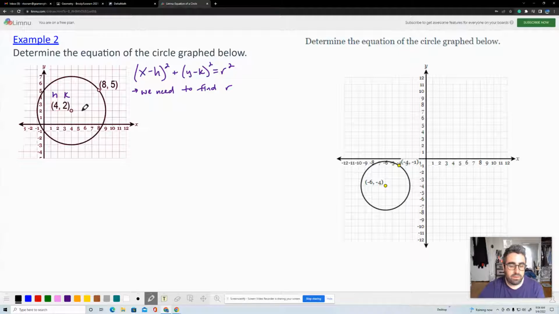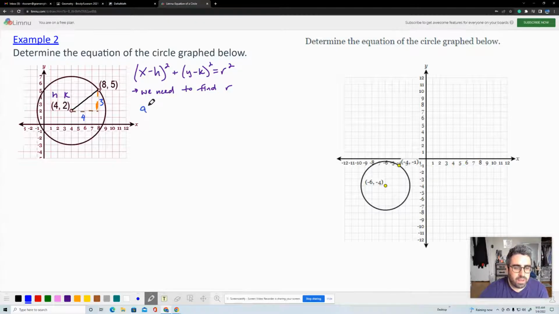And when you're finding distance on a graph, it's always best practice to use Pythagorean theorem. You could use distance formula as well. So I'm going to draw on my radius, and I'm going to find my horizontal distance and my vertical distance. Okay, so I'm just going to count that. My horizontal distance is 1, 2, 3, 4, and my vertical distance is 3. So now I'm going to use the Pythagorean theorem to find my diagonal distance, which is my radius.